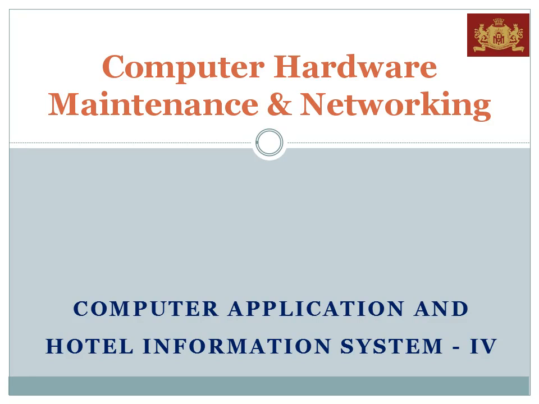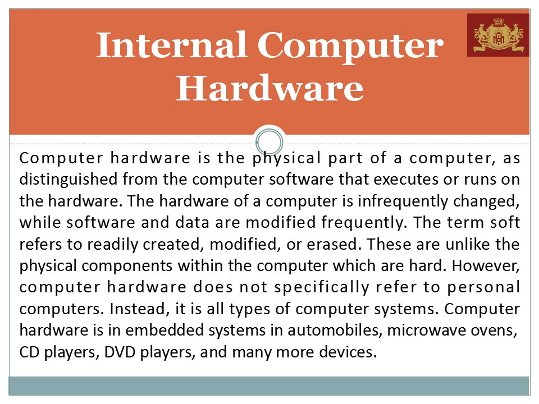Today we will study computer hardware maintenance and networking. Computer hardware is the physical part of a computer, as distinguished from the computer software that executes or runs on the hardware. The hardware of a computer is infrequently changed, while software and data are modified frequently. The term soft refers to readily created, modified, or erased. These are unlike the physical components within the computer, which are hard.